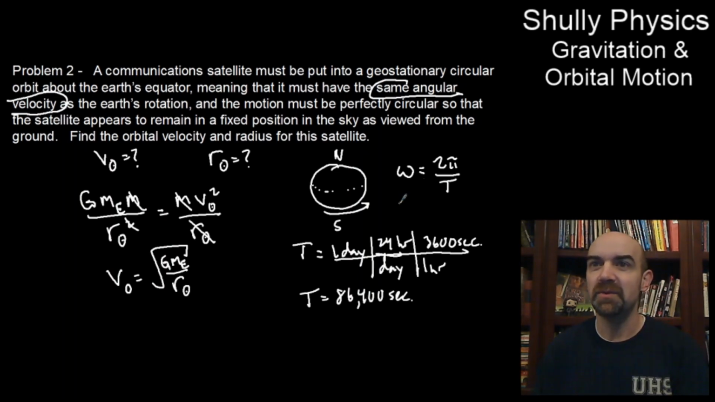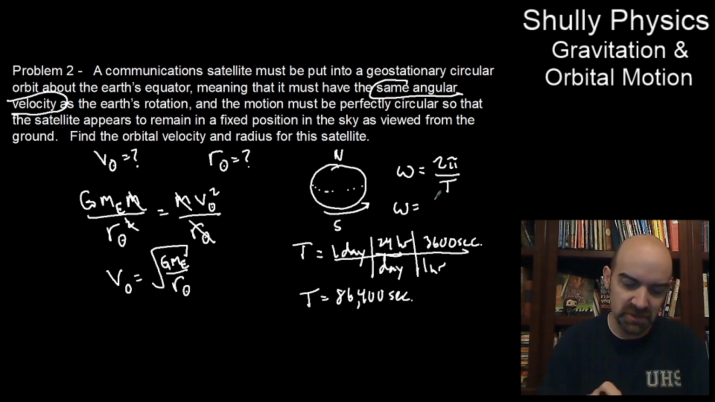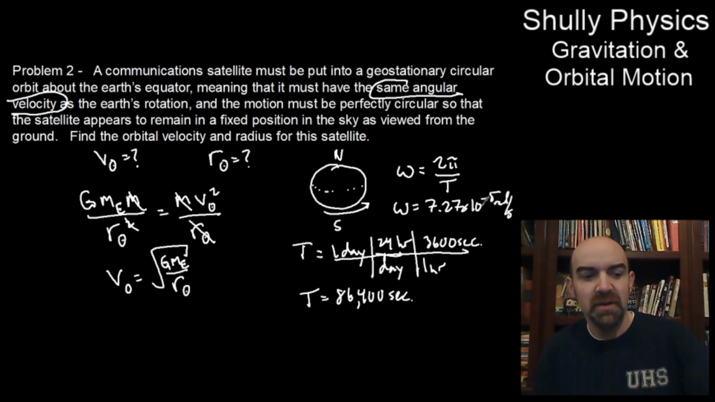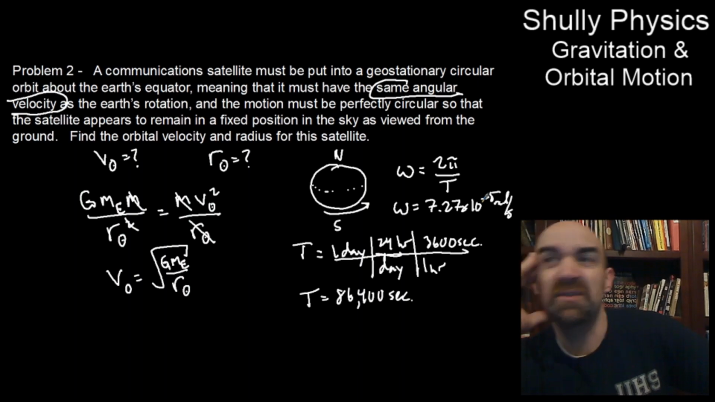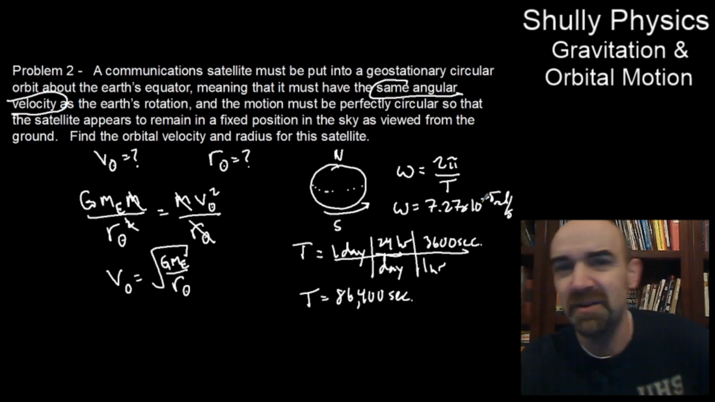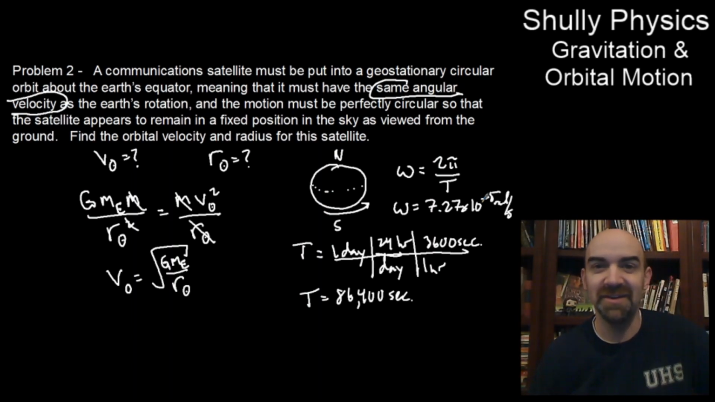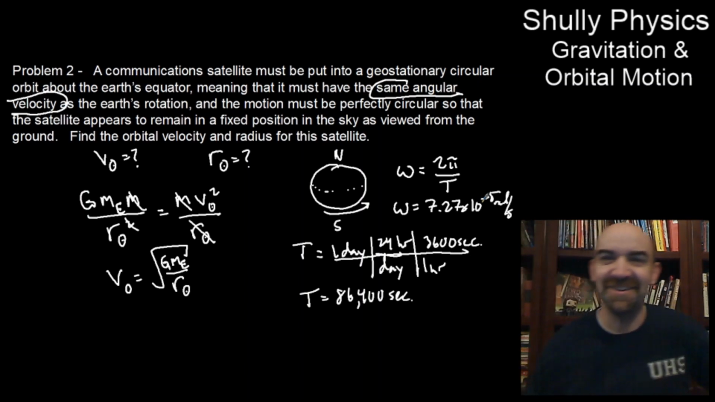Okay. So we got the omega then. It's 2 pi divided by that. It's a very slow rotation. 2 pi divided by 86,400 is 7.27 times 10 to the negative 5 radians per second. Man, I have to wait another 7.27 times 10 to the negative 5 radians of the Earth's rotation. Give me a second. Yeah, radians. Okay, I'm losing it right here.